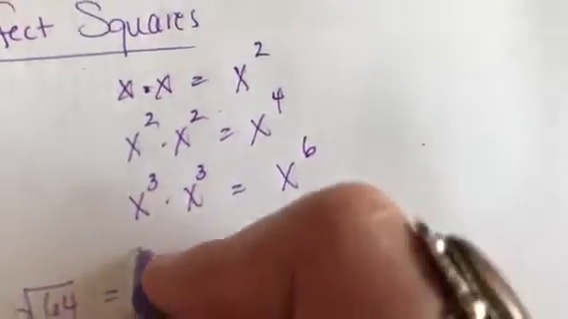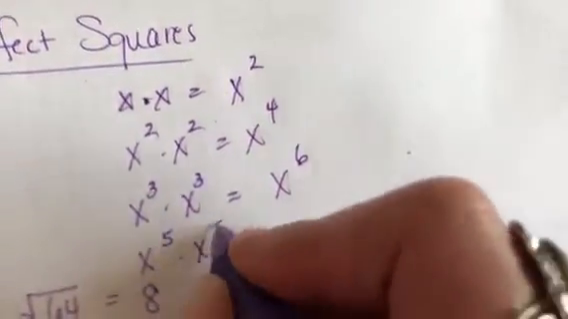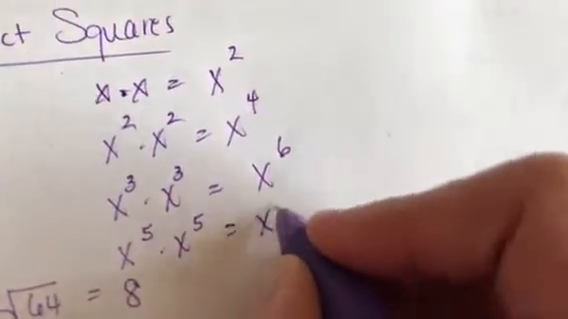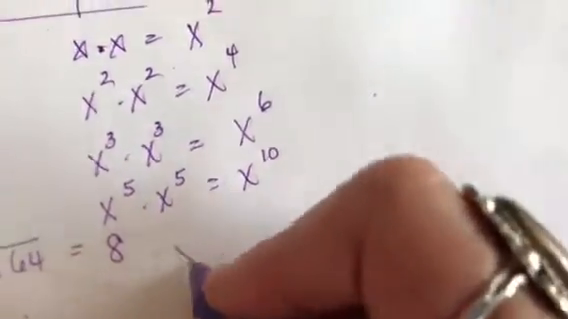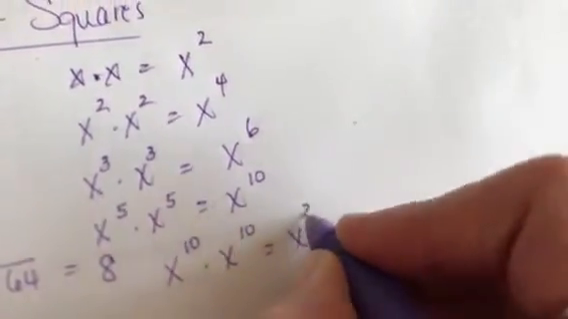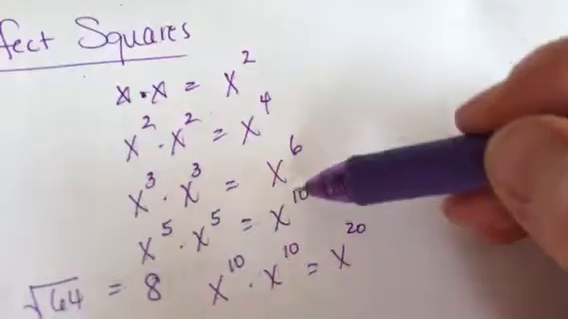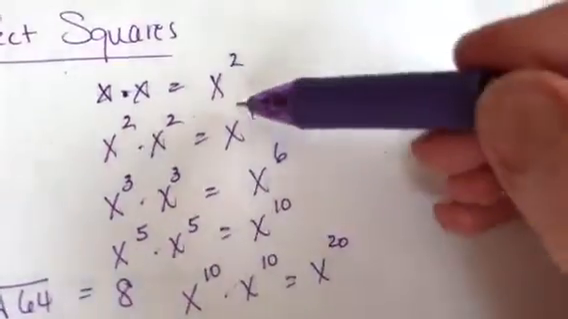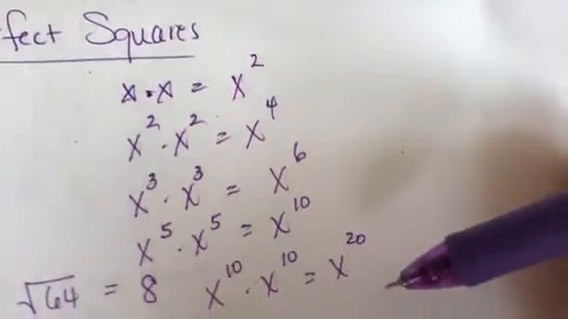Let's do a couple more here. Watch this. X to the fifth, I know I skipped one, times x to the fifth is x to the 10th. Let's do this one. X to the 10th times x to the 10th is x to the 20th. These are all perfect squares. What do you notice about them? All of the exponents are even, okay?